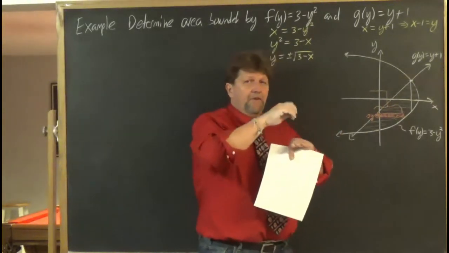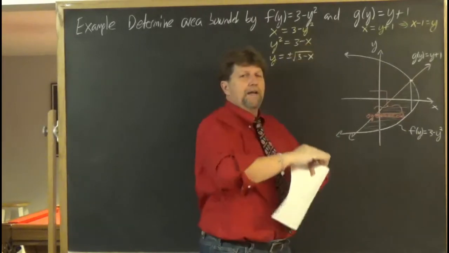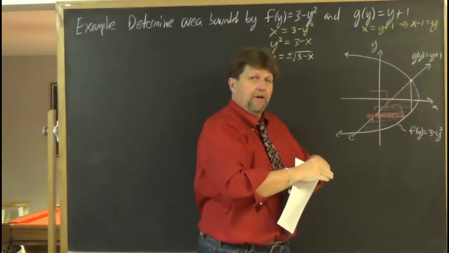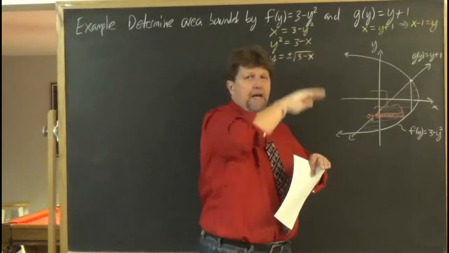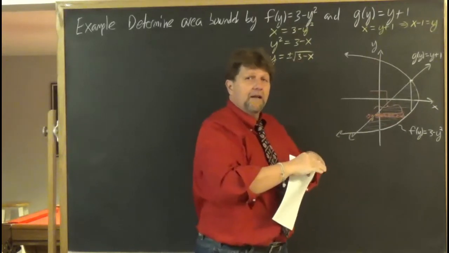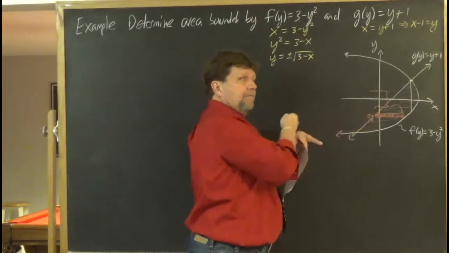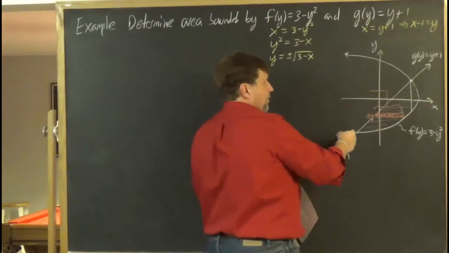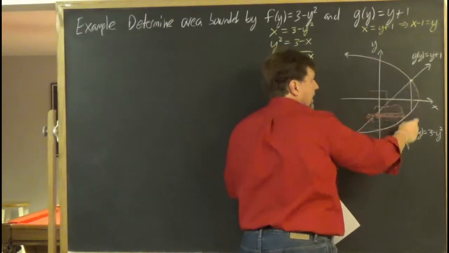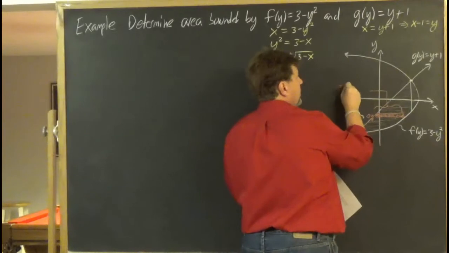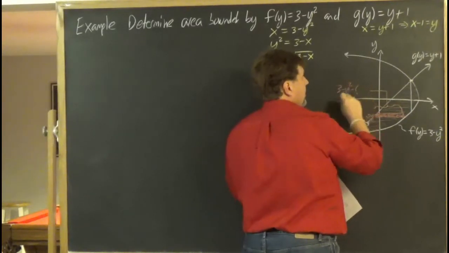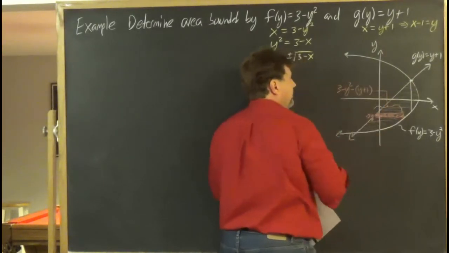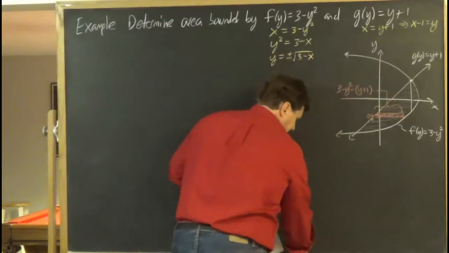So now let's think. In the vertical case, we take top minus bottom. In the horizontal case, we want to think large to small. I mean, vertically, top, bottom, that's large to small. Horizontal, it will be right minus left. The rightmost curve minus the leftmost curve. Well, the rightmost curve is 3 minus y squared, and the leftmost curve is y plus 1. That's the height of the rectangle.